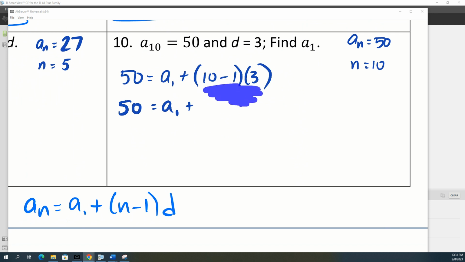And if you wanted to, you could type just this part in your calculator and it can give you the answer, or you could do it in your head. It's up to you. But first you would subtract and get 9, and then multiply 9 by 3, and it's going to be 27. Right, and then our last step is just to subtract that, and we have our first term.